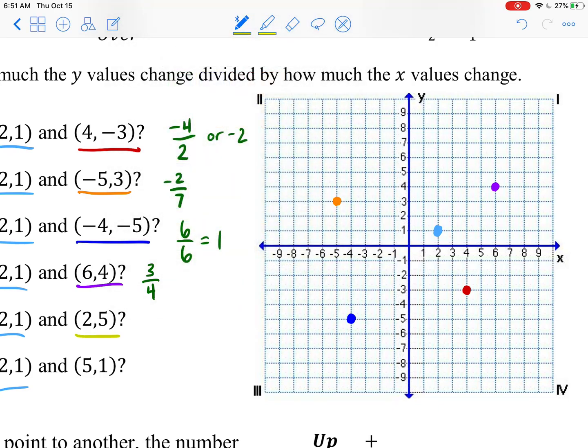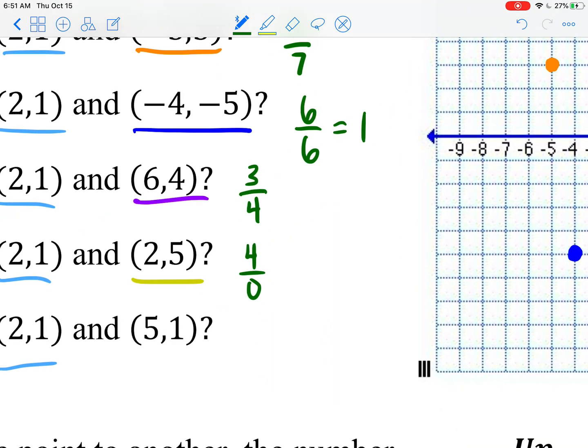Next point, yellow, 2, 5. So 2, 5 here. So what is the slope between these 2 points? So I'm going to start at the blue. Up 1, 2, 3, 4, and then right 0. So it's 4/0. Now, if you try to punch 4 divided by 0 into your calculator, you're going to get undefined.